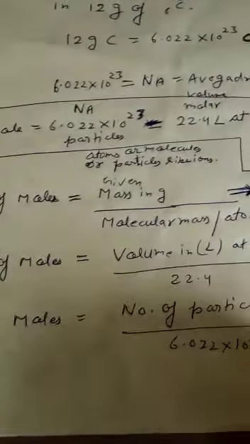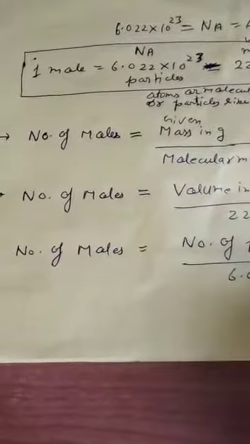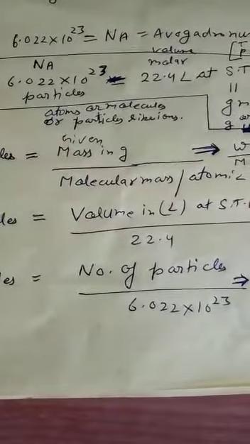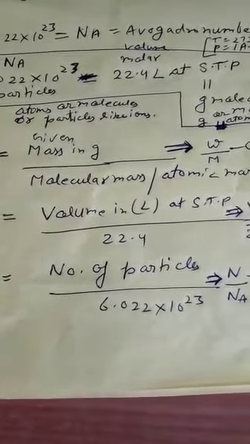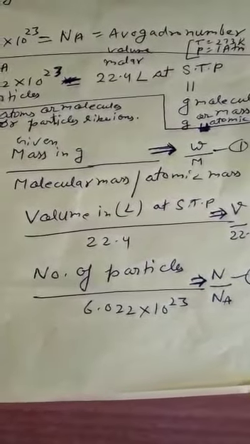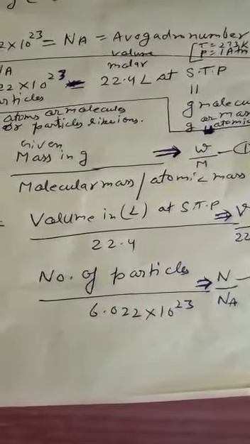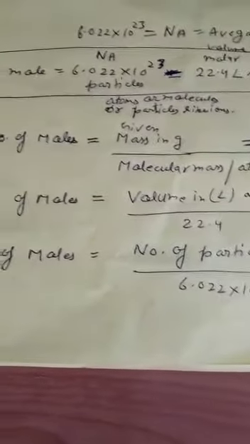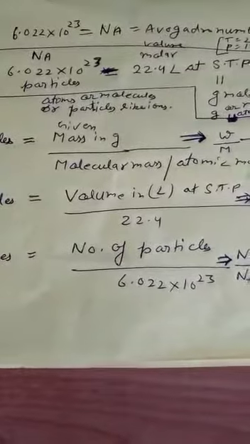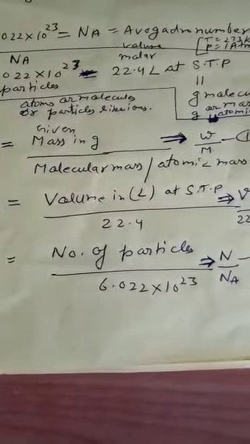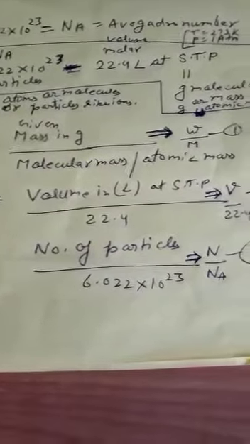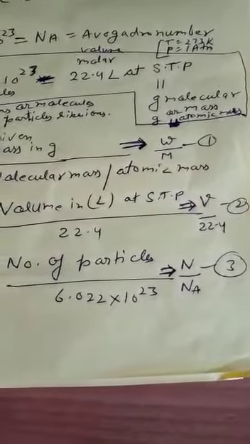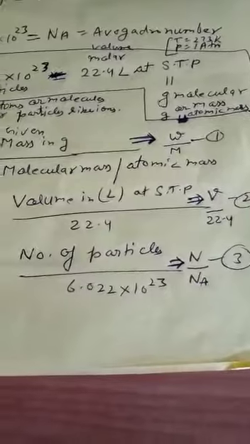Now students, we have some formulae by which we can calculate the number of moles. The first one, number of moles is equal to given mass upon molecular mass or atomic mass. So it is W by M, where W is mass of the substance and M is the molecular mass. Now second formula, if you are given the volume, then number of moles is volume in liter at STP divided by 22.4, so that is V by 22.4, where V is the volume of the substance at STP.